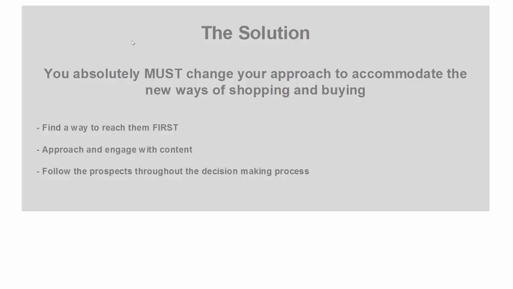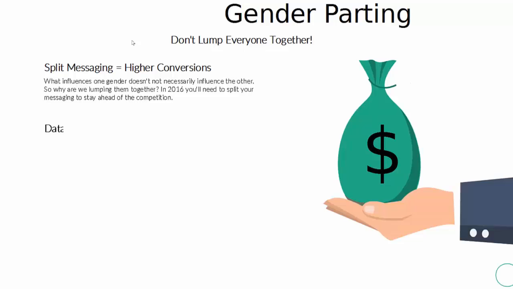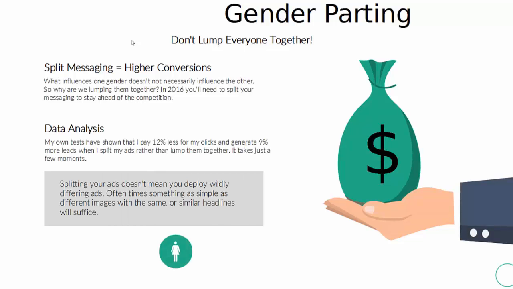Number two, you must approach and engage with content, not this in-your-face advertising. Okay? Things are changing on the web. We need to approach with content. Content is king. So again, we're going to change the way that we appear to our prospects. And then finally, we need to learn or find a way to follow our prospects throughout the decision-making process. This is what we call lead nurturing, right? Well, there's a right way and a wrong way to do it. And there's some really, really clever ways to do it that will boost your lead conversion rate. But we're going to go over the details of this and start showing you some strategies here right now.